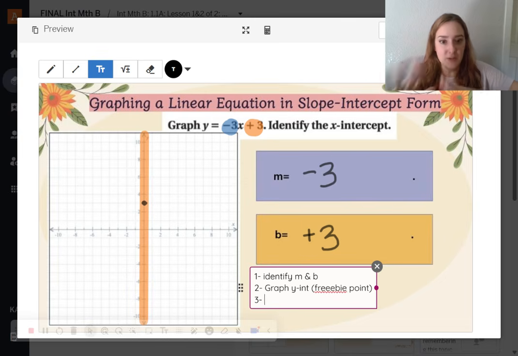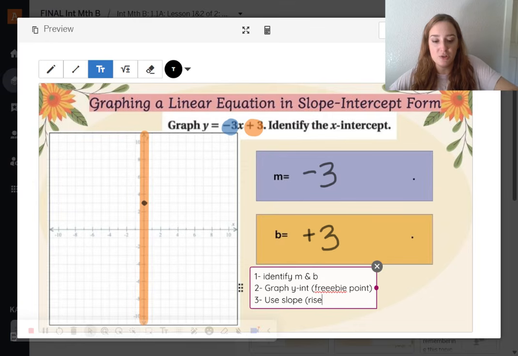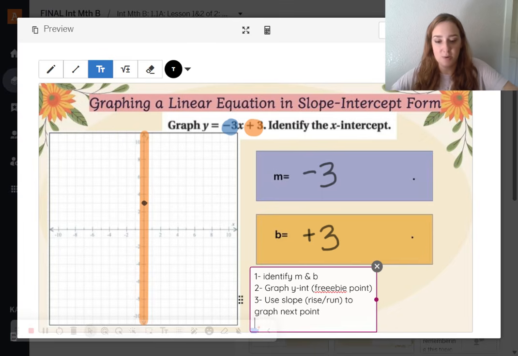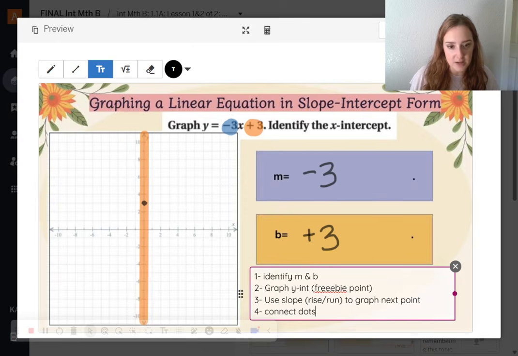So we've got the y-intercept. What other information did they give us? The only other thing we identified was slope, so maybe it has something to do with slope. We're going to use slope, which again is rise over run, to graph the next point. And then step 4 is connect dots. Connect some dots. All right.